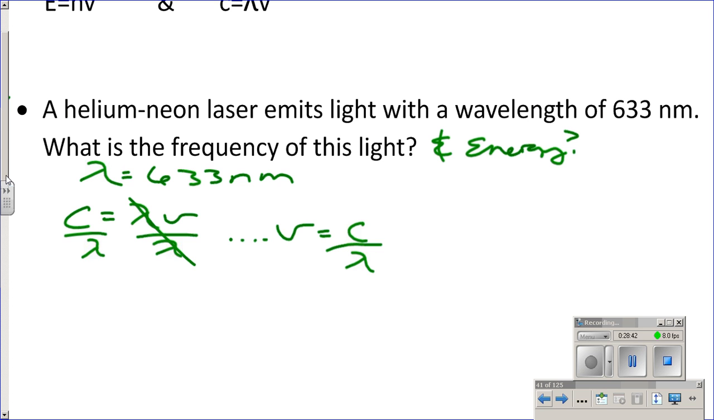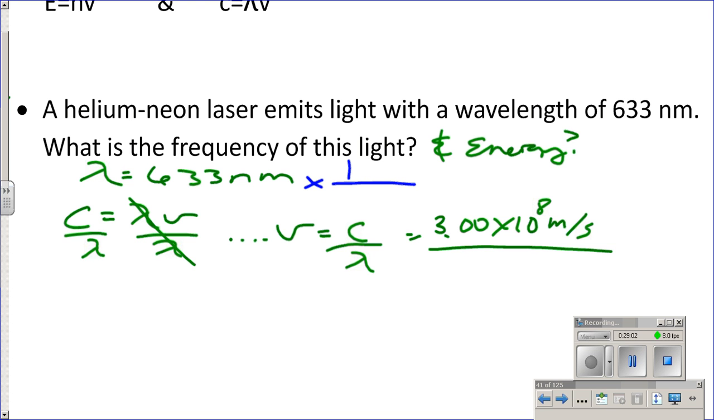All right, do you know c? Yes, 3.00 times 10 to the 8th meters per second. Do you know lambda? Kind of. What do you want me to do? You've got to change it to meters, because you wrote meters, and if you write nanometers you won't be able to cancel those, right? So what was the conversion again? 10 to the 9th nanometers to a meter, it's not too bad.